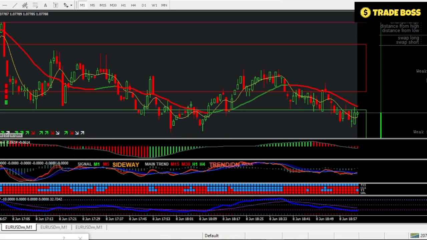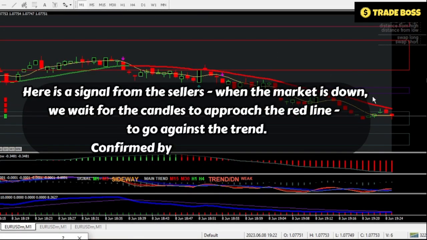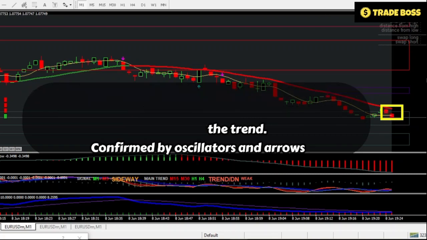Let's start the trading video. Here is a signal from the sellers. When the market is down, we wait for the candles to approach the red line, to go against the trend. Confirmed by oscillators and arrows.